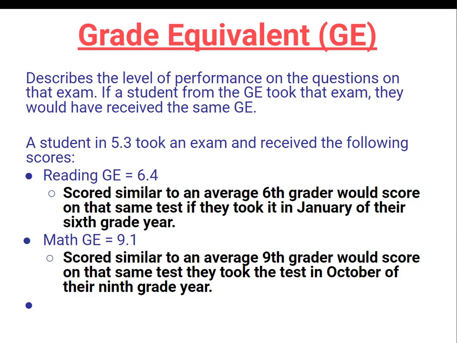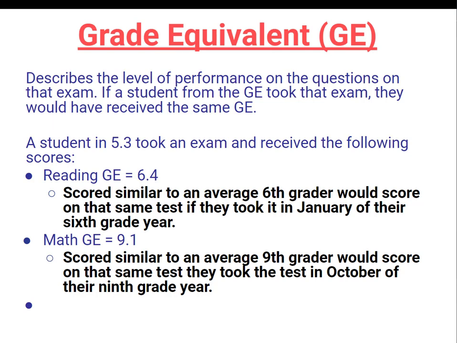Say they took an exam, and on their reading exam, they got a grade equivalent of 6.4. That means that they scored similar to the average 6th grader, basically a 6th grader in January, if that 6th grader came to 5th grade and took that exact same test.